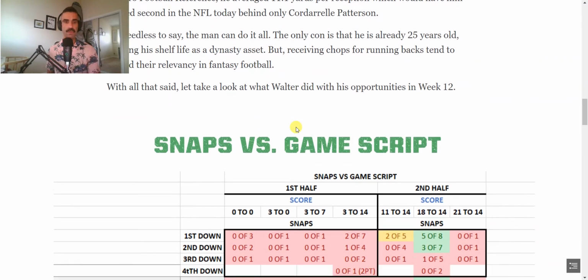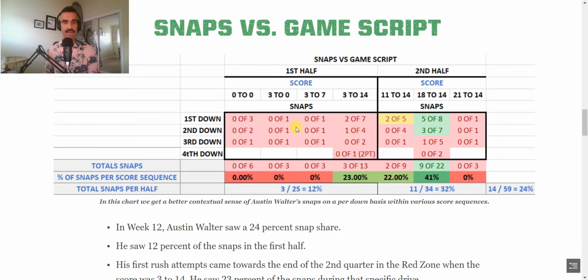All right, so we're just going to skip ahead and we're going to look at how his snaps broke down in the game, right?